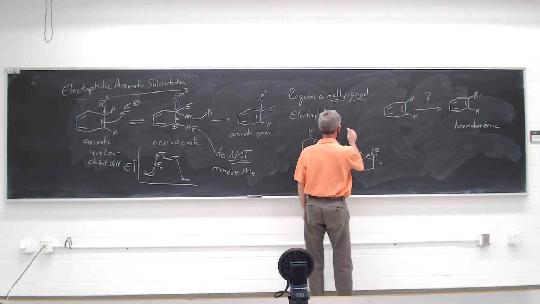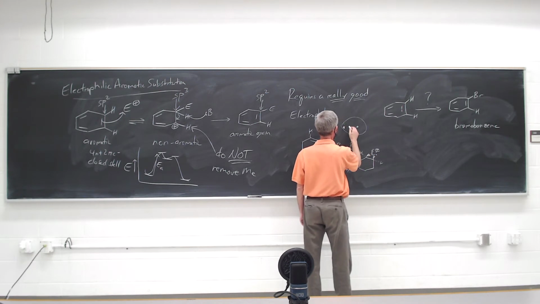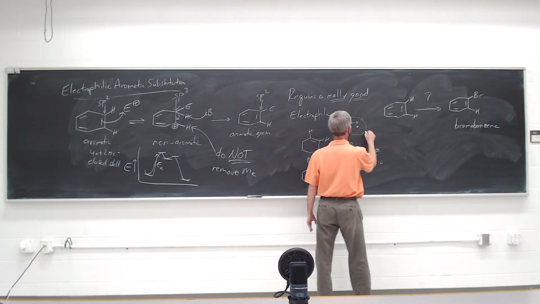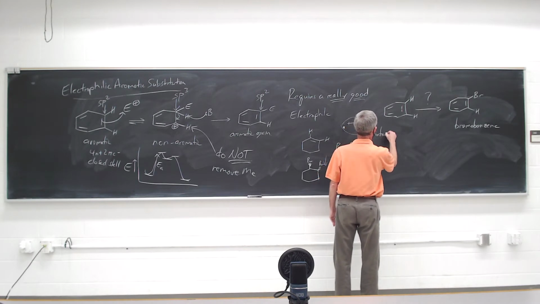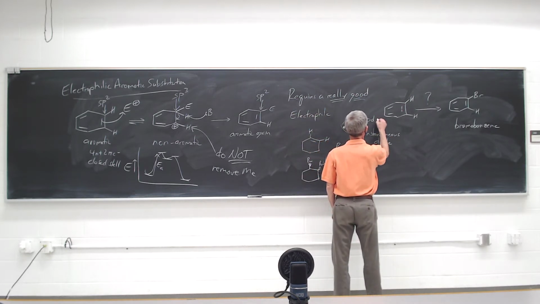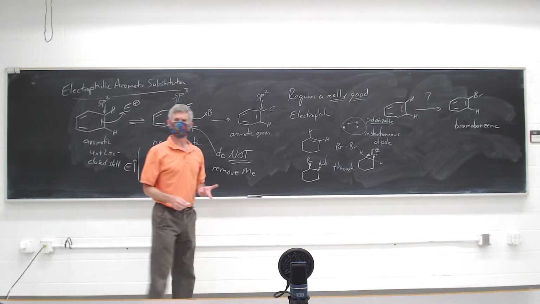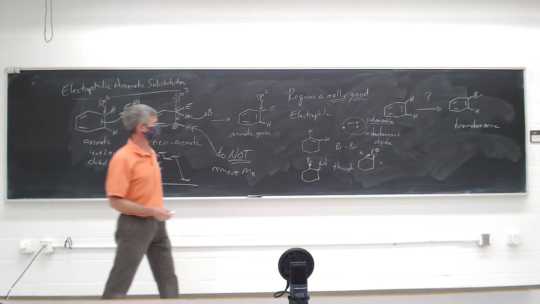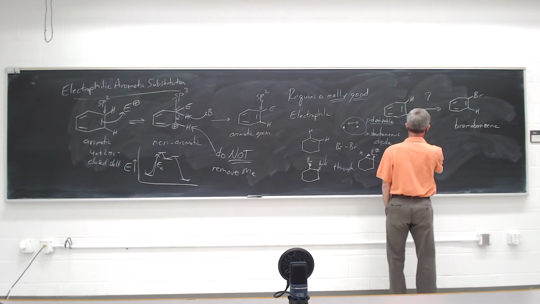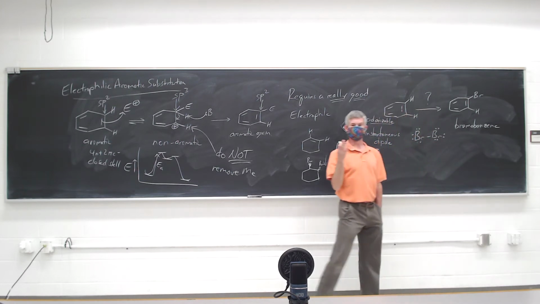You can have molecular bromine, and if we form an instantaneous dipole, it looks like this, caused by polarizability. But that's not a very large amount of positive charge on one bromine. So what we do is we add molecular bromine, but we activate it by adding a Lewis acid catalyst.